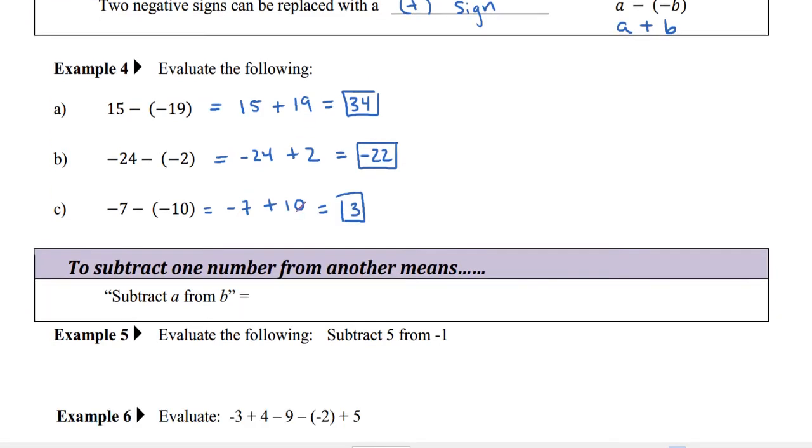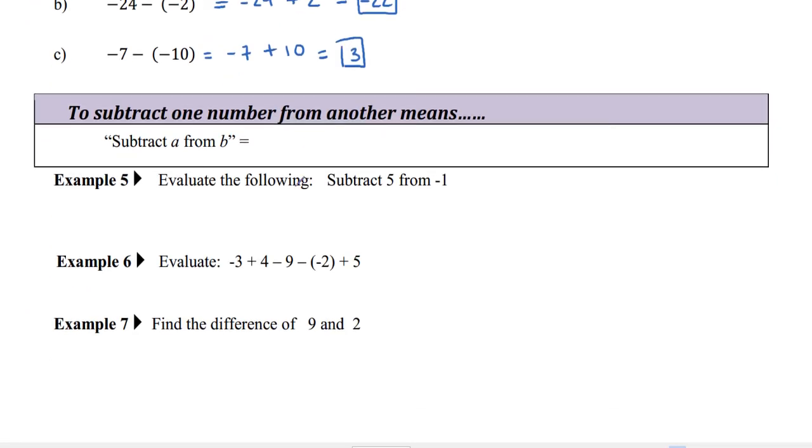One other thing we have to keep in mind that's subtle is the way you're using the language of subtraction. So when you say to subtract one number from another, if you were to say subtract a from b, then we're saying that we're taking b and we're going to subtract a from it. So subtract a from b means actually b minus a. Okay, if you wanted a minus b, that would be subtracting b from a. All right, so just be aware of this.